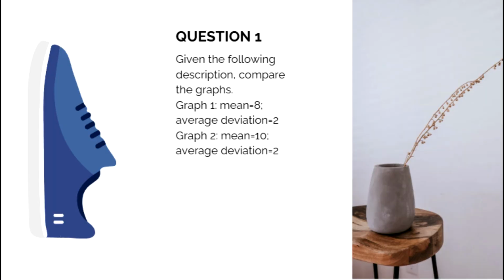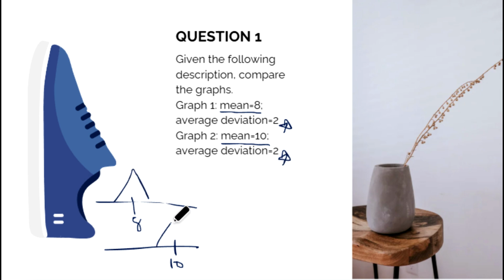Question number 1, your turn. Given the following description, compare the graphs. Pause it, figure it out, come back. So first, let's look at the means. This one has a mean of 8 and a mean of 10. So if I'm drawing these, one's going to have the mean at 8, and one's going to have the mean at 10. So they have different centers. But if you look, they have the same deviations. So that means they're going to be spread out exactly the same. One will just be kind of to the left, and one will be kind of to the right.